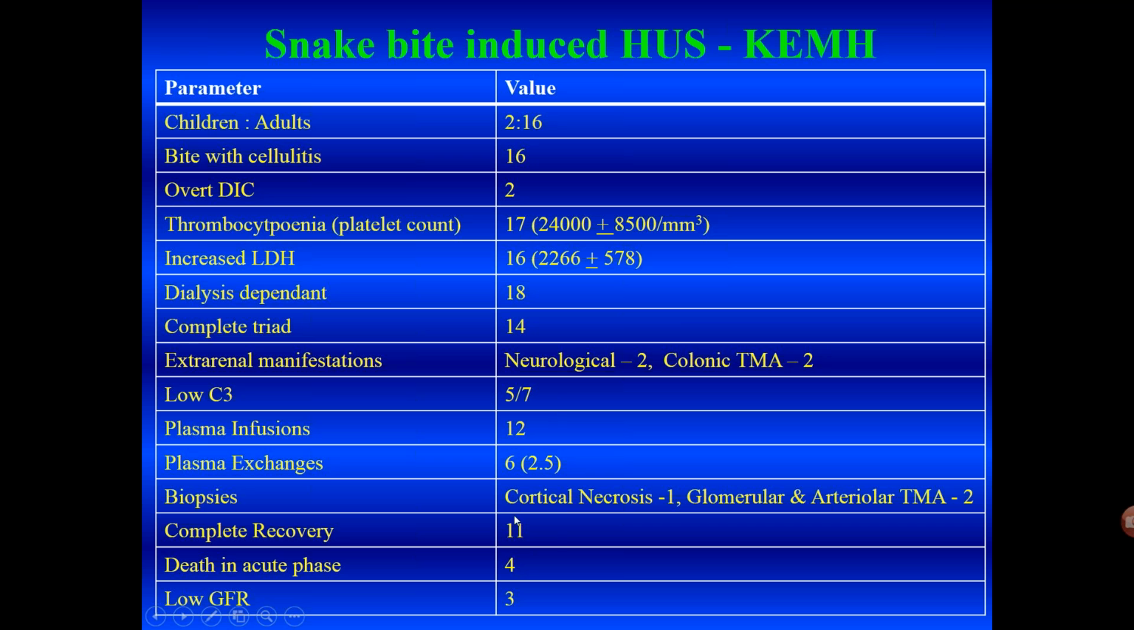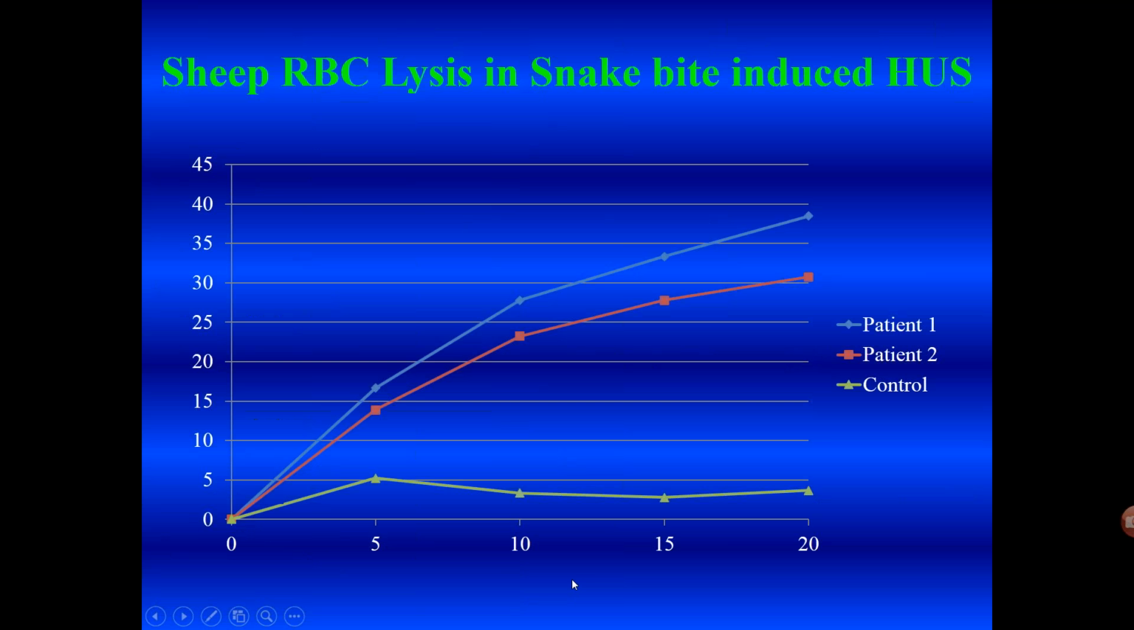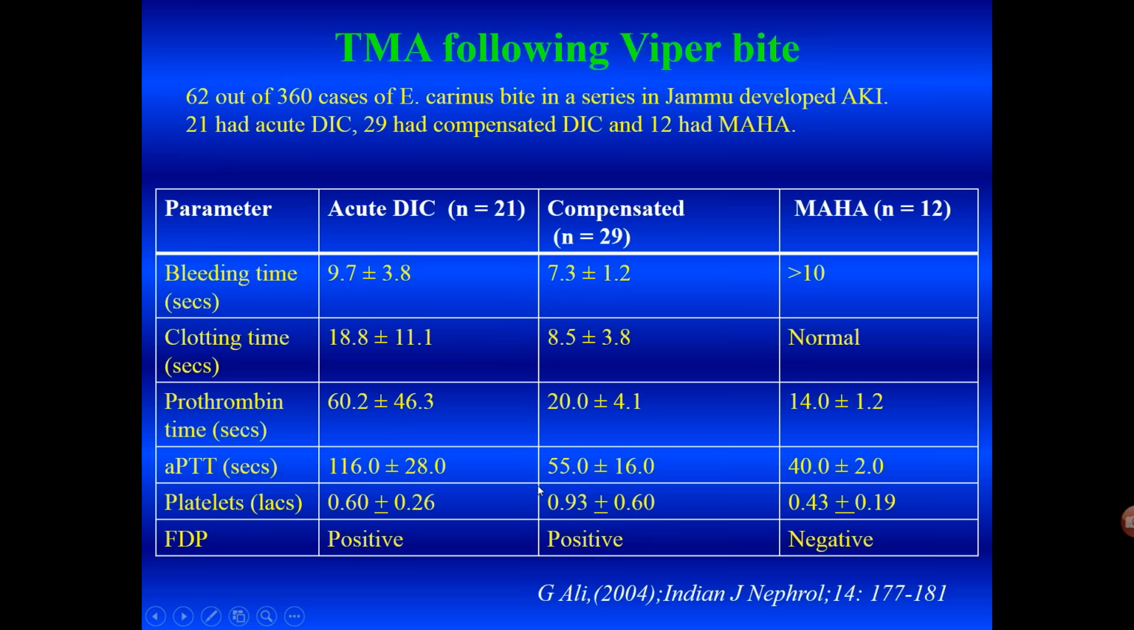The patients responded well to plasma infusions or plasma exchanges. We did a biopsy in 3 patients and we found cortical necrosis in 1, and 3 patients had a low GFR at follow-up. 2 patients came to us for follow-up, and we collected their convalescent samples of serum and then tested this with the sheep RBC lysis assay, and we found that these patients had a defective factor H probably. We haven't been able to do mutation studies, but even in the convalescent phase, their serum had more lytic activity than healthy controls.